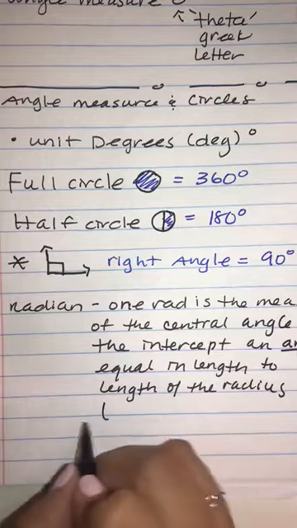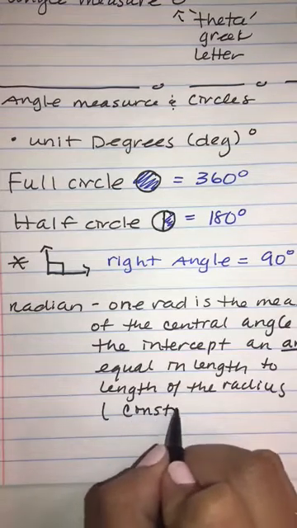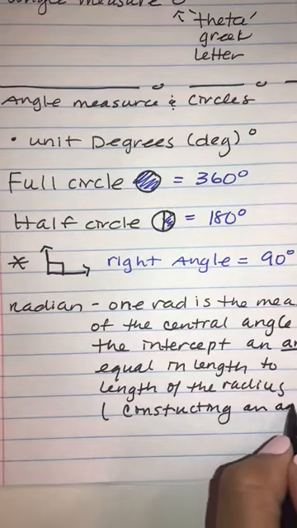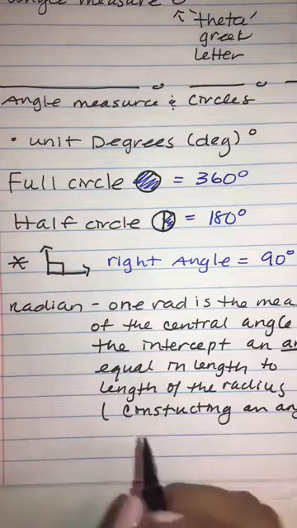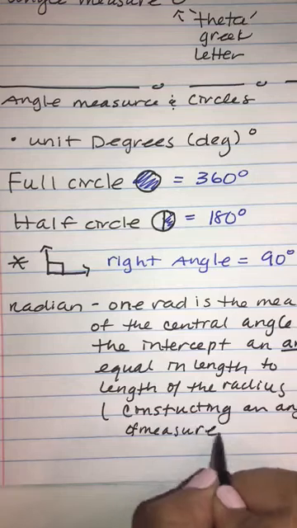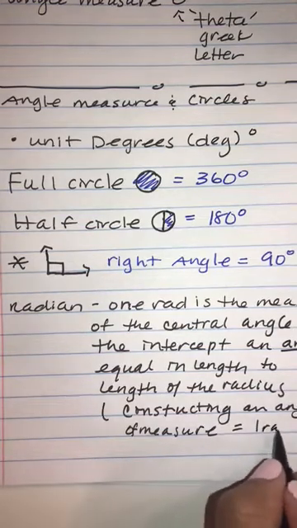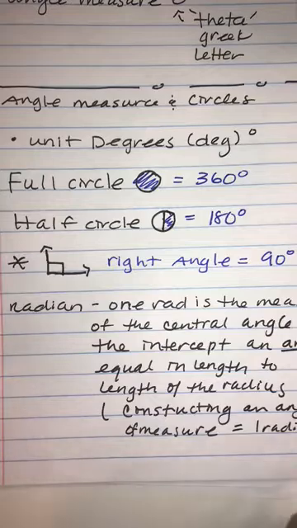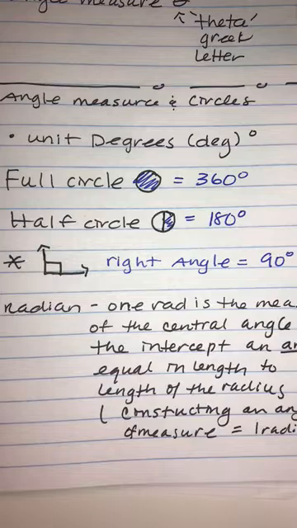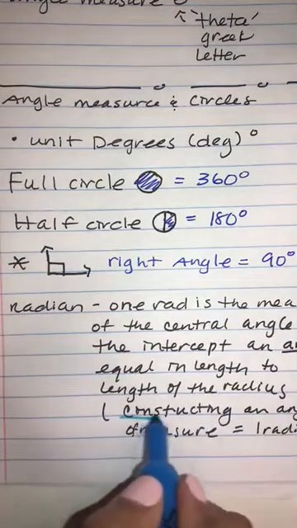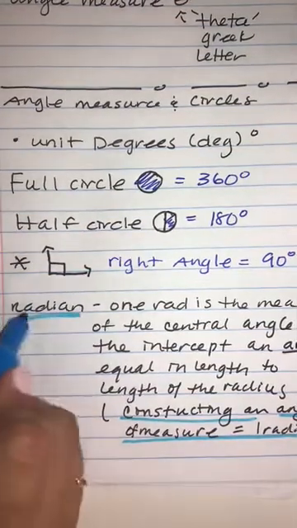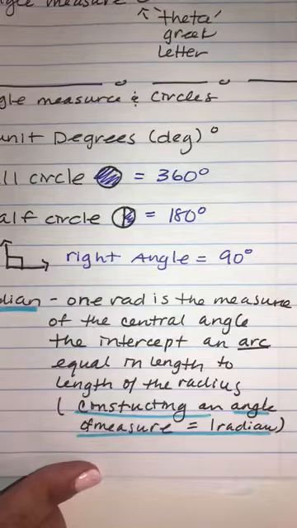So when you do that, you're constructing an angle of measure, which is going to equal 1 radian. So you're constructing an angle of measure, which is equivalent to 1 radian. And I'm telling you what a radian is. Make sure you get all that.